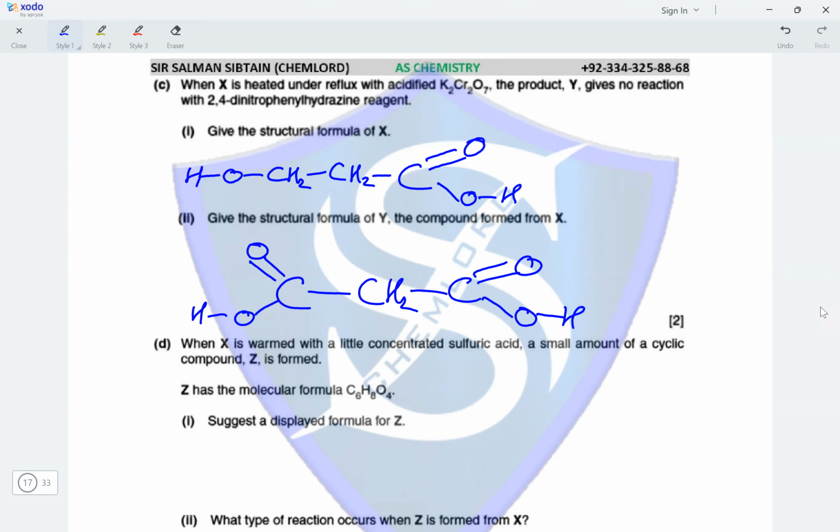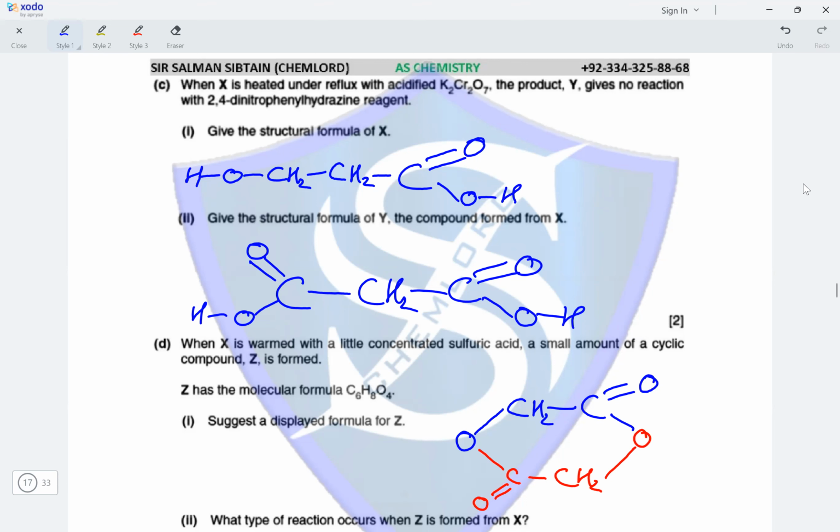So for this, we would need a C=O group of one molecule of X. Then we would have a CH2 group. Then we would have an OH group of the other molecule bonded to the C=O group of the second molecule, a CH2 group bonded to an oxygen atom of the first molecule. So this is the cyclic diester that would form.